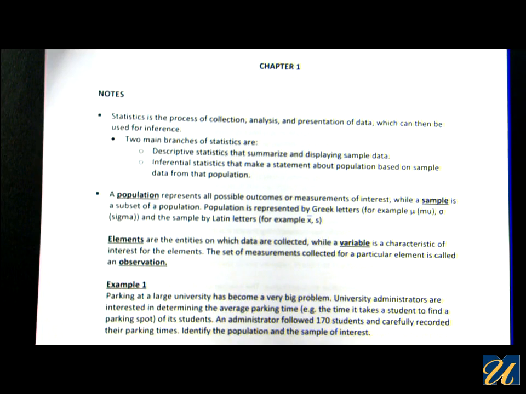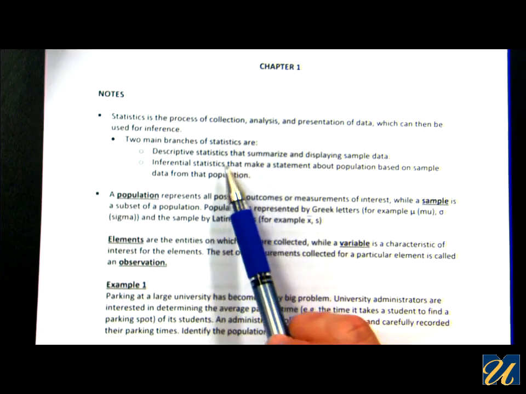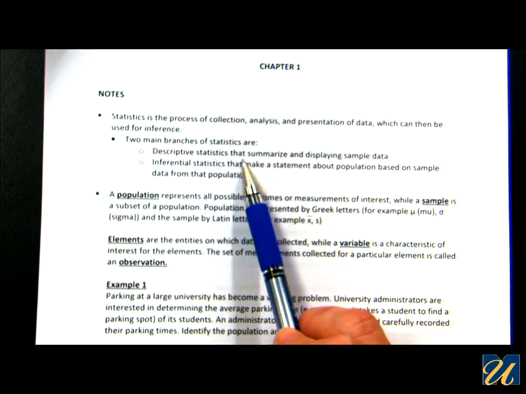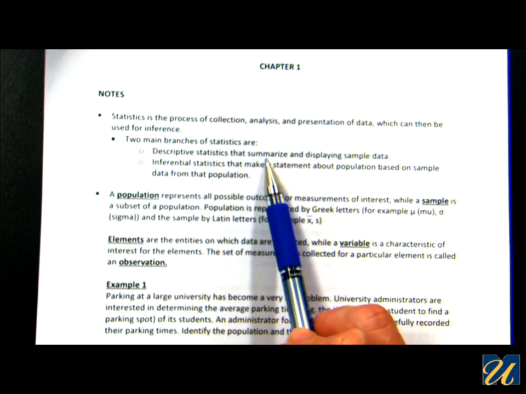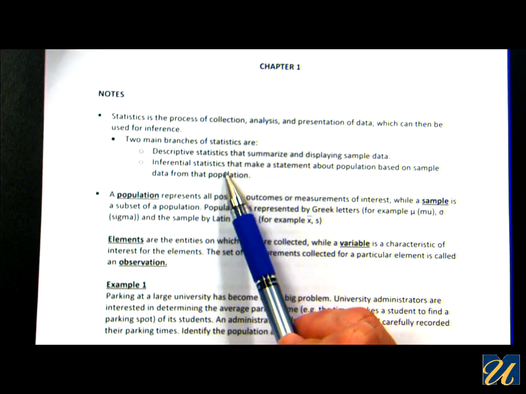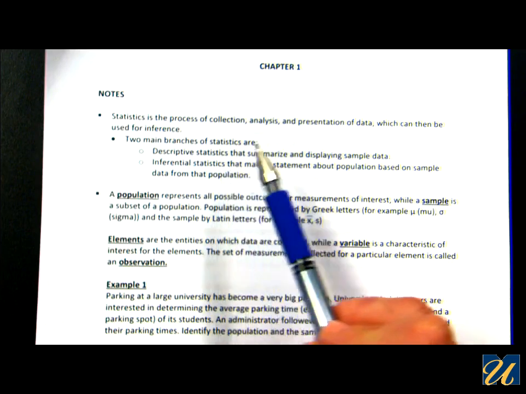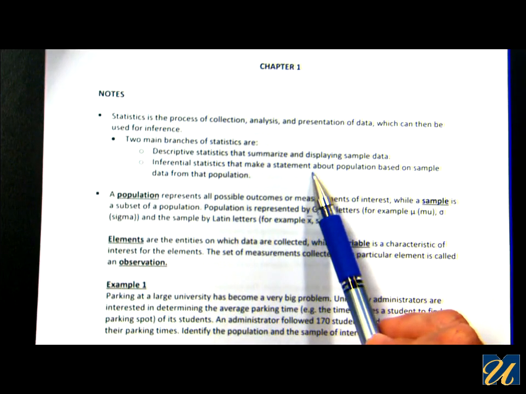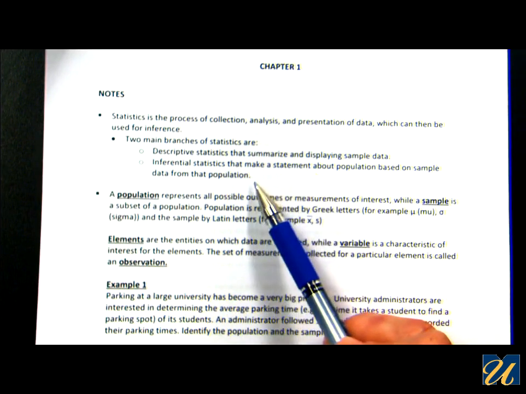We have two main branches in statistics. We have the descriptive statistics and we have the inferential statistics. Under descriptive statistics, we have everything that we use to summarize and display our data. Under inferential statistics are basically the statements, the conclusions made for the population based on sample data from the population.